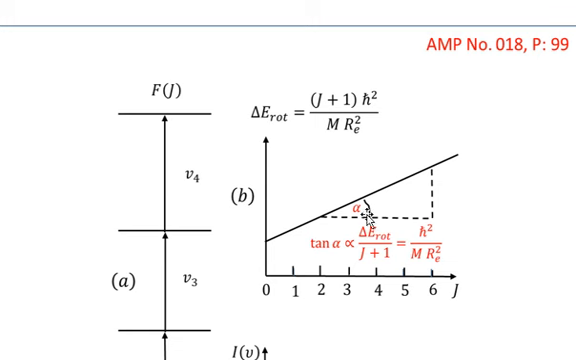And here I have shown alpha as the angle of this slope, and the tan of alpha is proportional to delta E rotational divided by J plus 1. And if you put the value of E rotational in this equation, you will get H bar square over capital M times R E square. So tan of alpha will be proportional to H bar square over capital M and R E square.